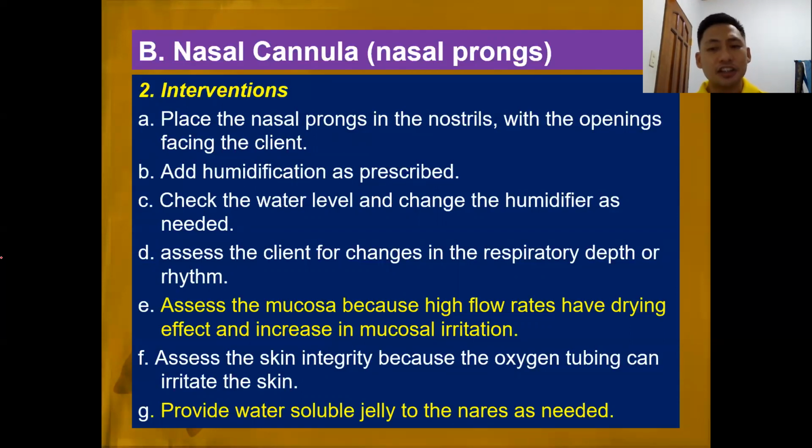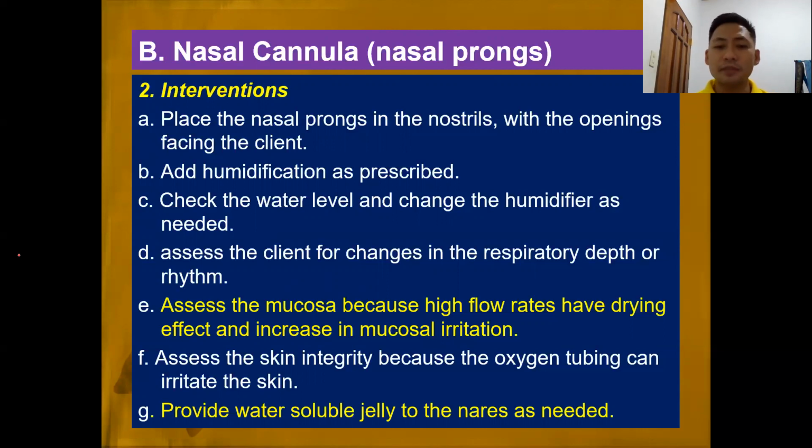Assess the client for changes in respiratory depth and rhythm. Of course, when you observe the client who is receiving oxygen therapy through nasal cannula and is manifesting some difficulty of breathing, you check once again the oxygen saturation of the patient. If it is not improving and it is gradually deteriorating, then you might need to change to another oxygen therapy device, which could deliver a higher concentration of FiO2.